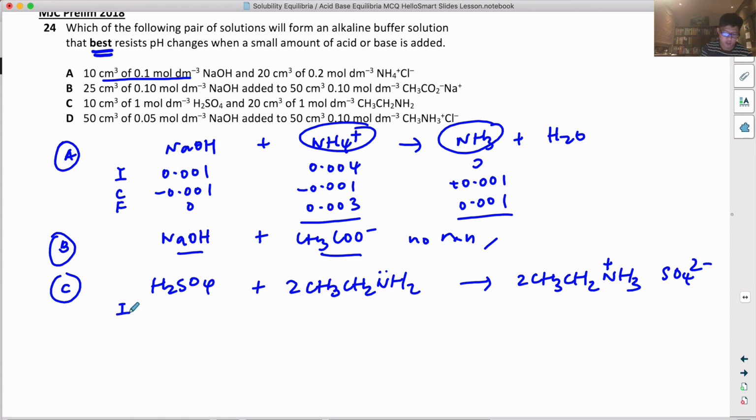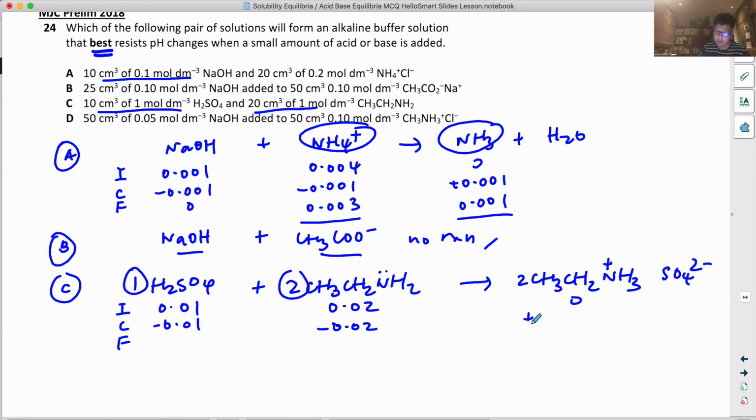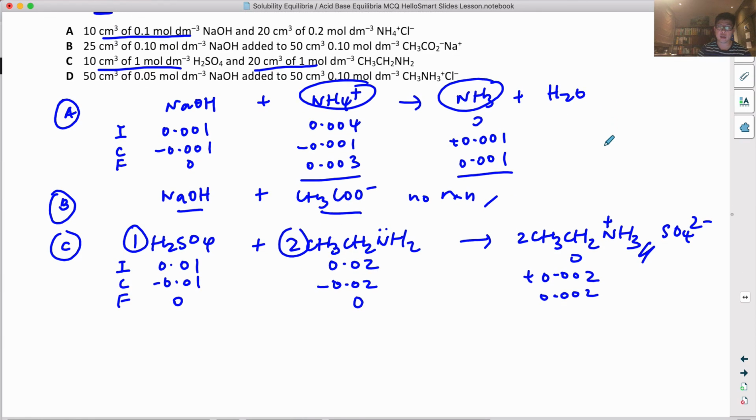So I'm going to put ICF. The number of moles of H2SO4, if you did the calculation nicely, you should get 0.01. The number of moles of the weak base is actually 0.02. Which means they will react very nicely. Minus 0.01, this one minus 0.02, because the ratio is 1:2, then plus 0.01. So in the end you only have the salt, which just means it's not an alkaline buffer.